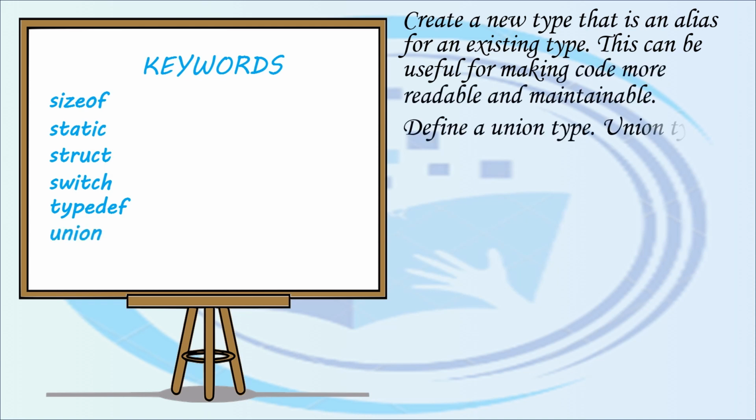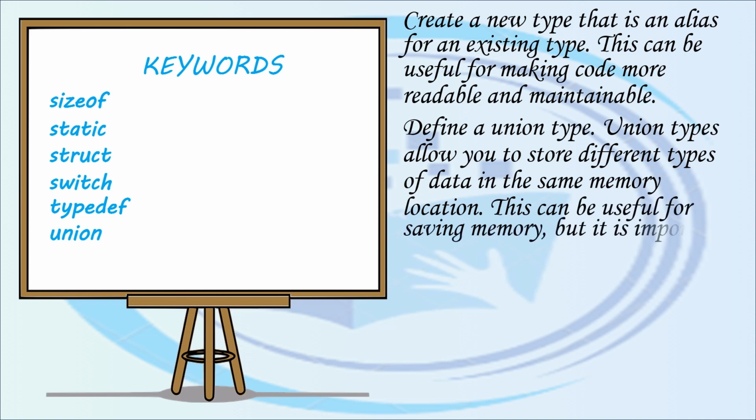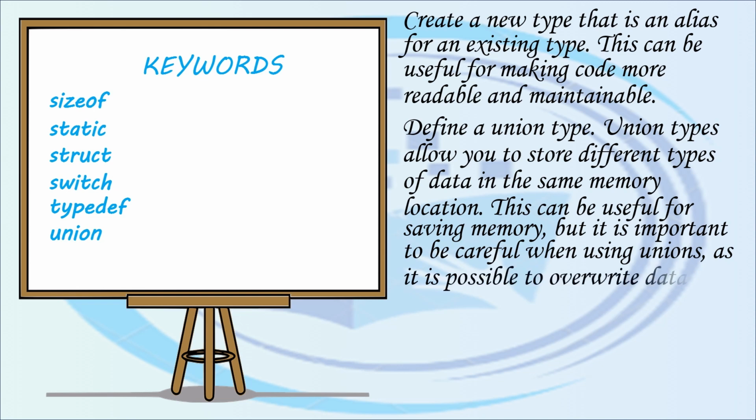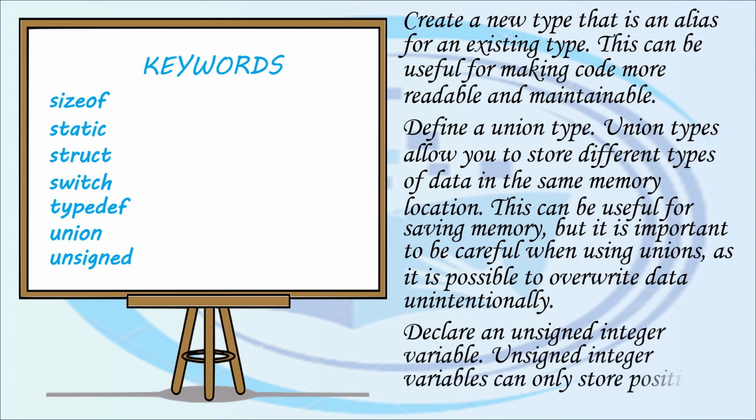Union: define a union type. Union types allow you to store different types of data in the same memory location. This can be useful for saving memory, but it is important to be careful when using unions, as it is possible to overwrite data unintentionally. Unsigned: declare an unsigned integer variable. Unsigned integer variables can only store positive numbers and 0.